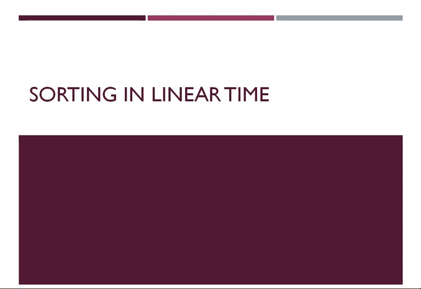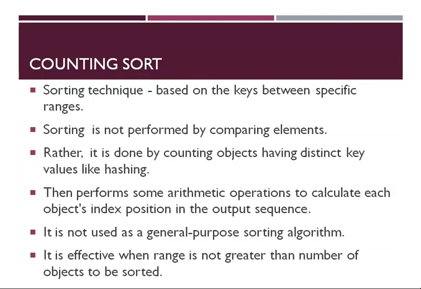Sorting in linear time. Here we have 3 types of sorting techniques. The first one is counting sort. This sorting technique is based on keys between specific ranges. This particular sorting and the following sorting techniques are somewhat different from those that we have learnt earlier.